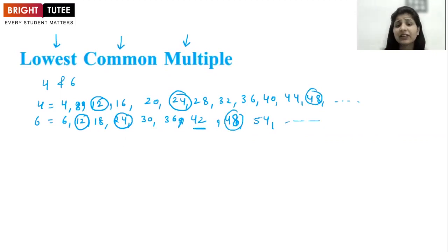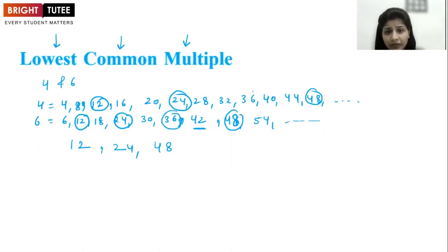Like this, there will be an infinite number of common multiples, because multiples are non-ending; they do not end anywhere. If I write the list of common multiples, that is 12, 24, then 48. We also have 36 as common, if you observe. This list will not end. Out of all the common multiples, students, which one is the smallest? We say 12 is the smallest one.